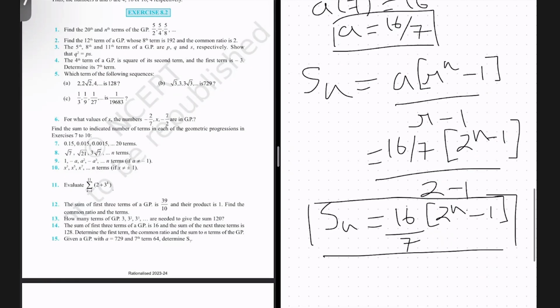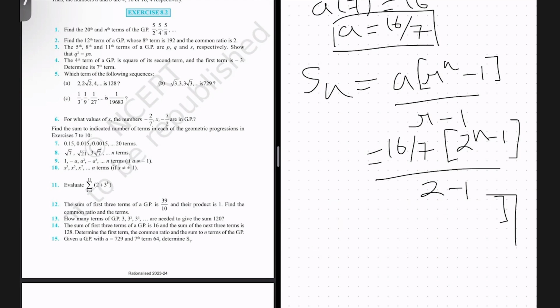particular GP, right? That was nothing but the 14th question, and we were able to solve it. We were able to find out the common ratio. We were able to find out the first term of the GP, and consecutively, we were able to derive a formula for the Sn term of the GP, right? Moving on to question number 15.